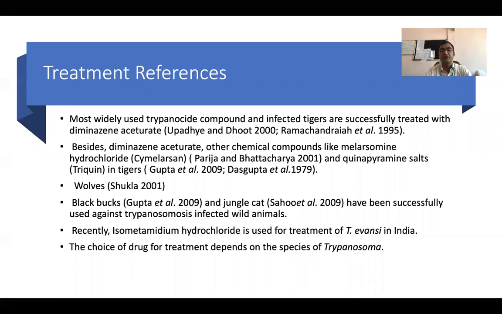The choice of drug for treatment depends on whether you are doing the treatment in elephant, in deer, in antelope, in cheetah, or in felids. But whenever the case of felidae, meaning the cat family, comes, you have to be careful because some reaction is maximum in this felidae family.